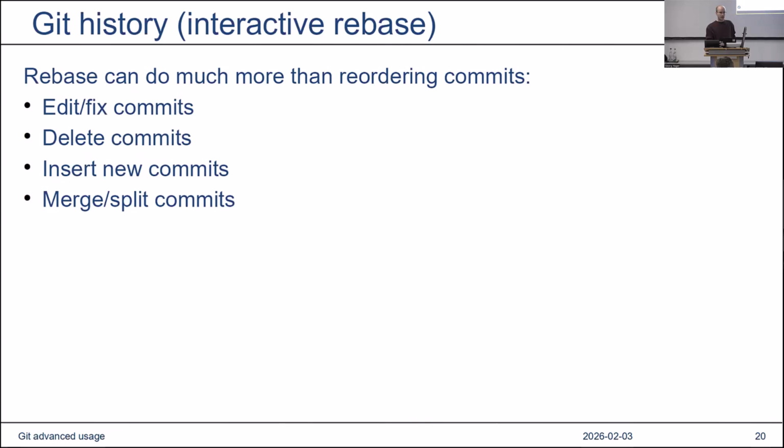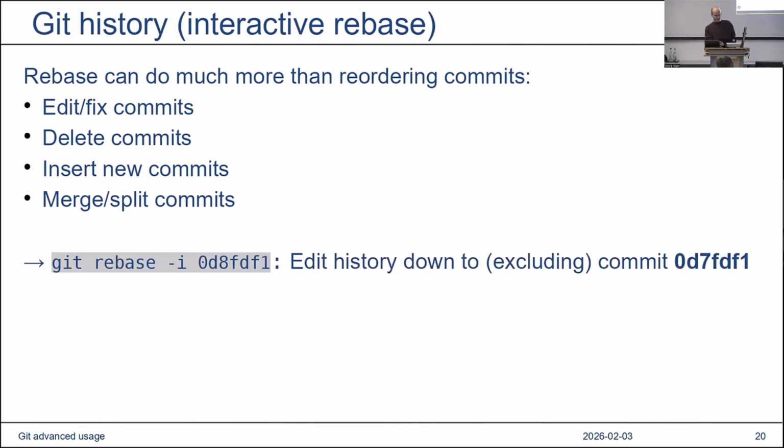So I was already showing you how to move these commits with a rebase on top of one another, but you can do much more with a rebase, which I won't go into detail today, because you can really do a lot of things with it. You can edit and fix commits, you can delete commits, you can insert new commits in your entire history wherever you want. You can merge, you can split commits, and that's essentially how it works in theory. I'm not going to show you all the details today. Is you just say git rebase -i, which means interactive.